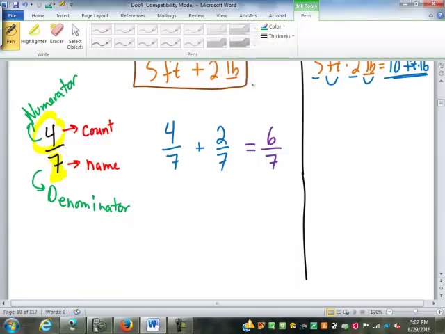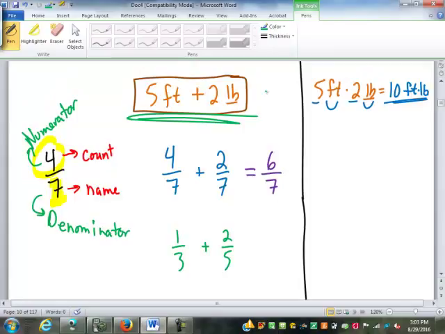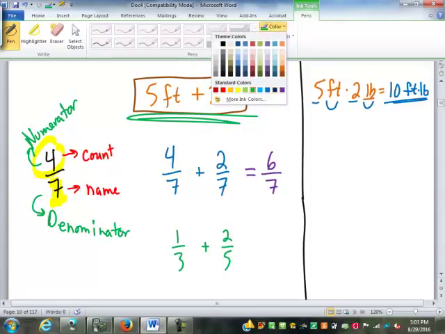What if I have 1/3 plus 2/5? Can I add those the way they're written? No, because they have different denominators, they have different names. Again, nothing special for fractions. Any number, we have to have the same name to combine them. So let's look over on the other side here.